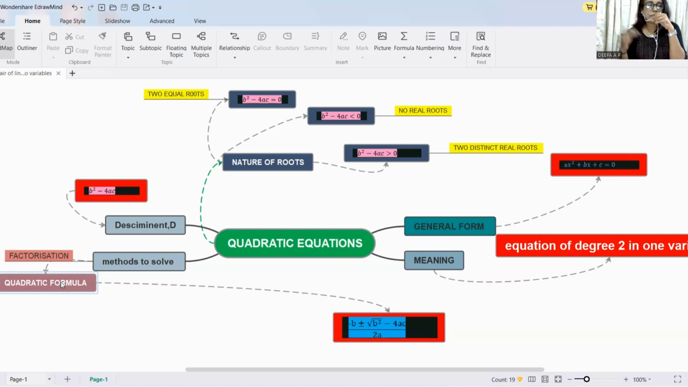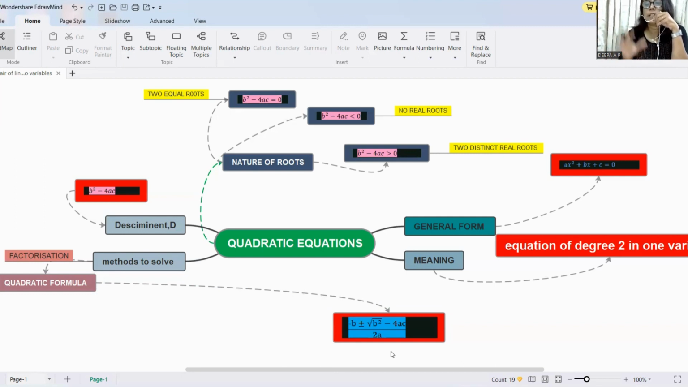I'll be taking one factorization method, everything, and I'll be showing you. Okay, factorization, then quadratic formula. This quadratic formula also we can use. What is a quadratic formula? See, this is the quadratic formula. Minus b plus or minus root of b square minus 4ac, whole divided by 2a. This is the quadratic formula. So you can solve by two methods, whether it is factorization method or the quadratic formula.